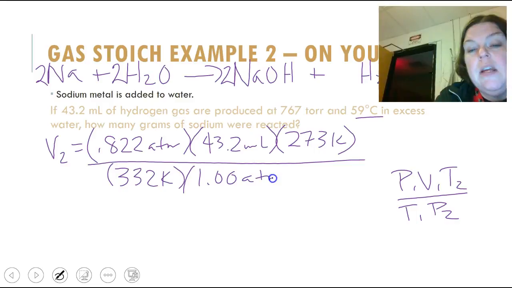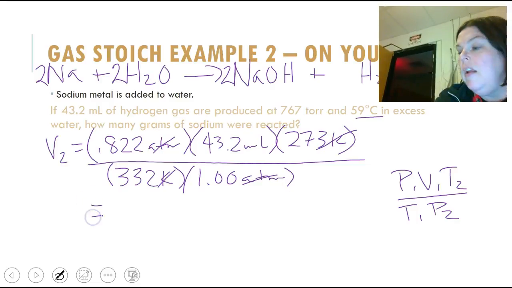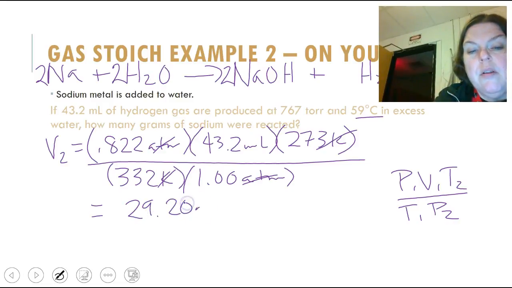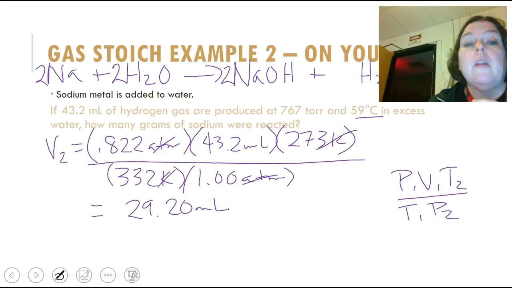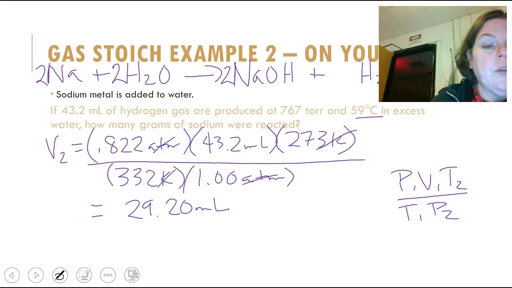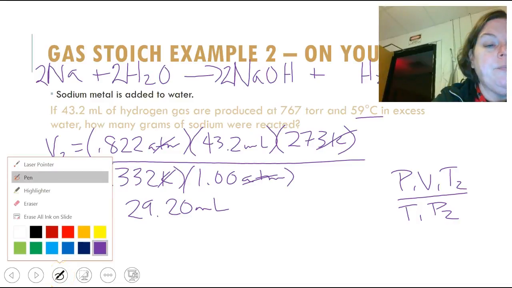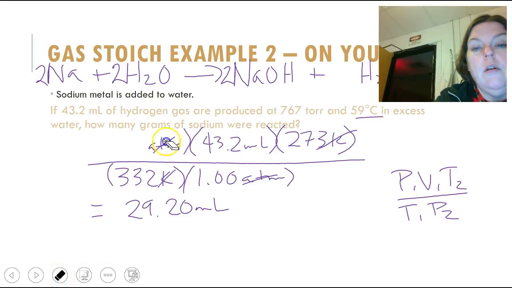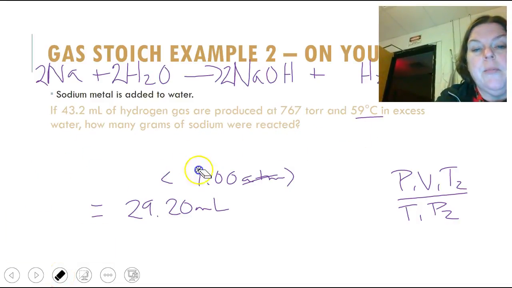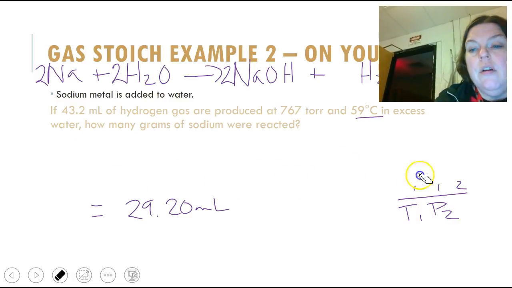I'm going to STP. All right, so atmospheres are going to go, Kelvin's going to go, leaving me with liters, and what I end up getting for V2 is 29.20 milliliters. So that's where I'm going to start the next portion of my problem. So let me go ahead and erase again. Okay, I'm going to start the next portion of my problem with the 29.2.